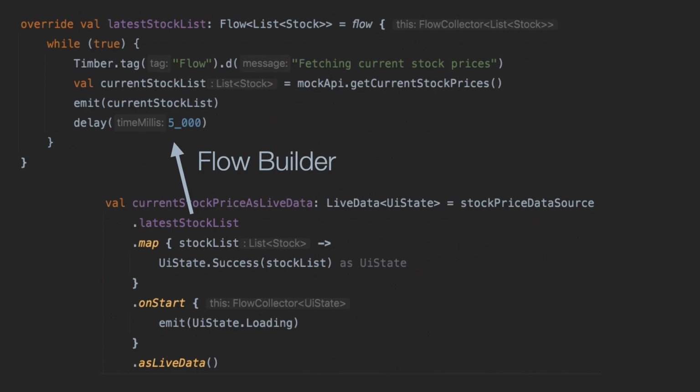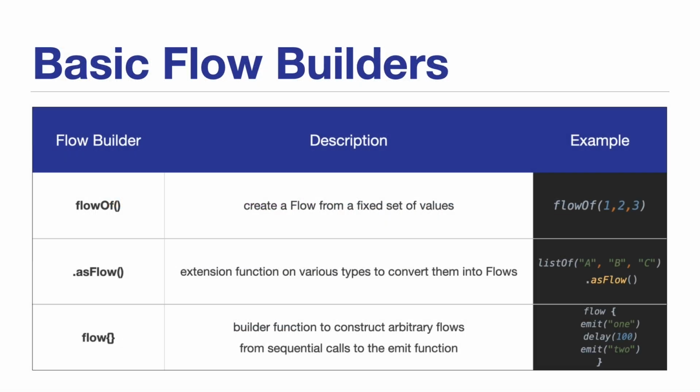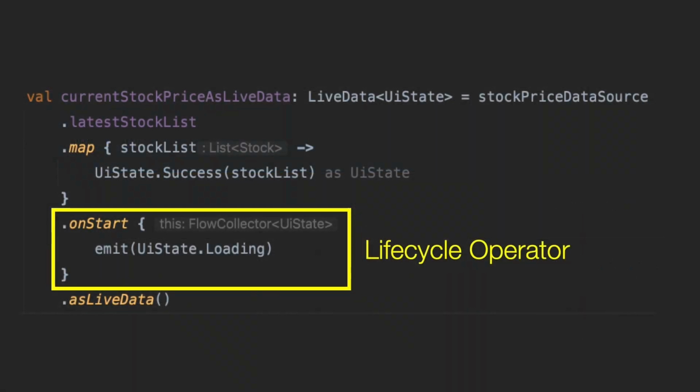We used the flow builder here, but there are also other flow builders available, like flowOf and asFlow, which can convert a fixed set of values or a collection into a flow. Then we had a look at lifecycle operators. These are called only once at a certain point within the lifecycle of a flow. There is this onStart lifecycle operator that we used in our use case, and this one is called whenever the collection of a flow starts.